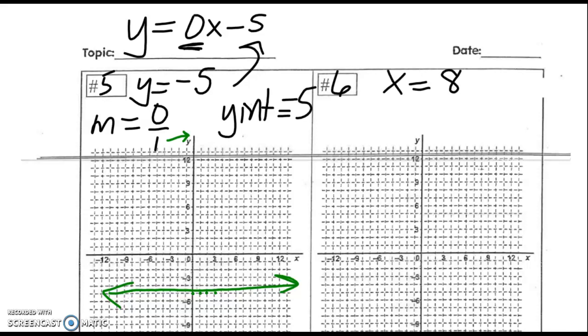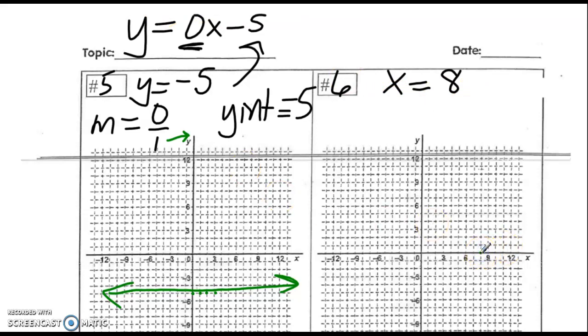Yeah, so this is just a special one. We don't have a y-intercept. There's no y here. So it's not going to cross the y-axis. This is just a special case of a line. X is always 8. So we go to our x-axis and plot the point 8. So that would be right here.